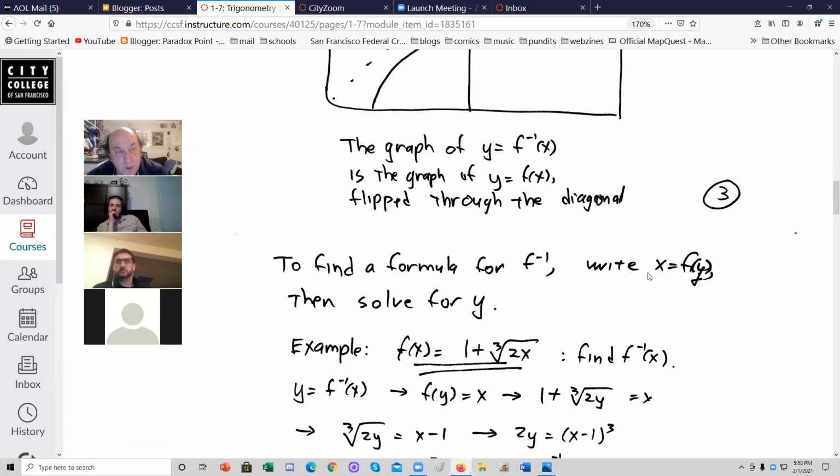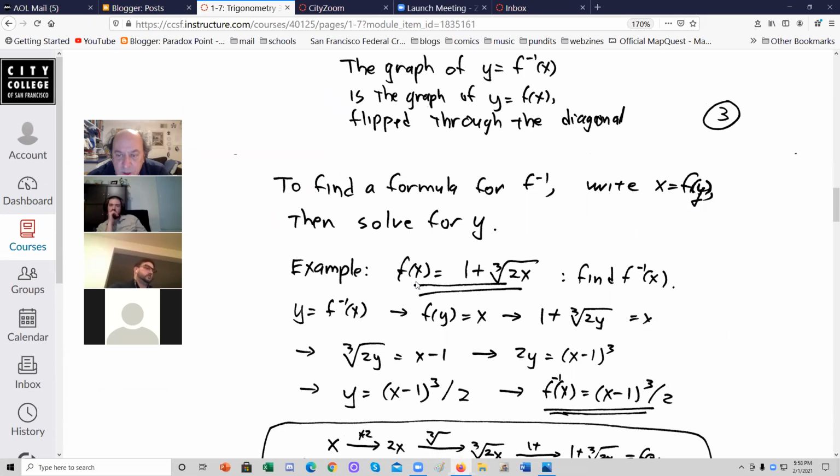To find a formula for an inverse function, you start with x equals f of y, and then you solve for y. So for example, let's find the inverse of this function, 1 plus the cube root of 2x. So y equals f inverse of x means f of y equals x, and here we put y into this formula. So you get 1 plus cube root of 2y equals x. This is f of y equals x. Now we solve for y.